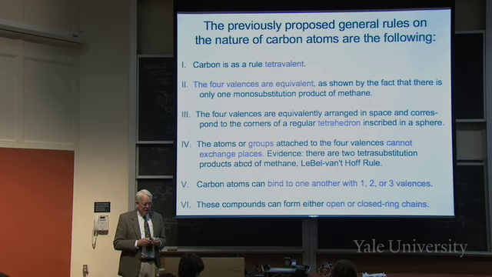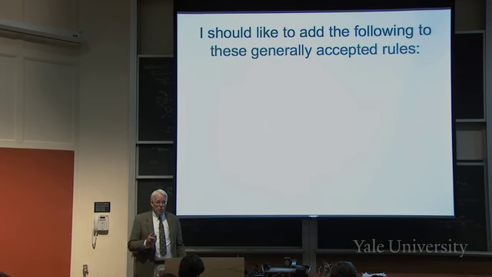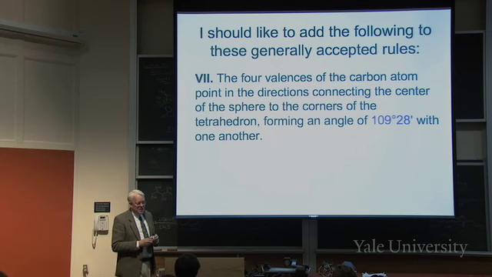6, the compounds can form either open chains or rings. That's what he's talking about here. "I should like to add the following to these generally accepted rules." So he's adding a new property to the models, the same way Van 't Hoff did. Van 't Hoff added arrangement in space to the models that people already drew. What Baeyer is adding is 7.